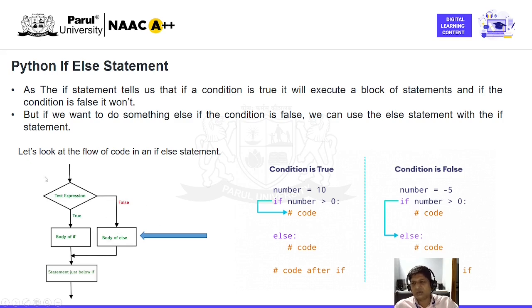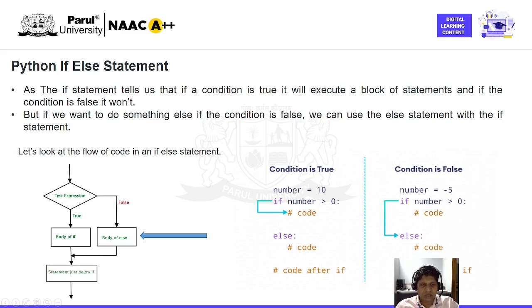So here we can see if the given expression generates true, then the if body or if block will be executed. If the given condition generates false, then the else block will be executed. The statement just below the if, after both the statement block executions, the remaining code will be executed. You can see here the clear condition of both outputs.